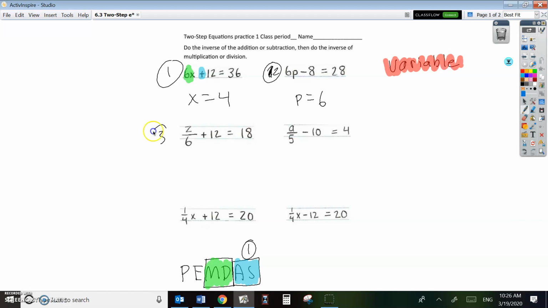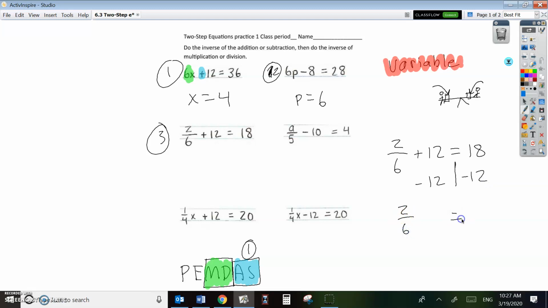Okay, problem 3. Z over 6 plus 12 equals 18. Let's make a scale, keep it in balance, like a teeter-totter, where you have someone sitting here and someone sitting here, and they have to be in balance. So if someone puts a box here, we need to have a box right here in order for it to stay in balance. You're doing the same thing on both sides. This equation, you need to subtract 12 from both sides. z over 6 equals 6.